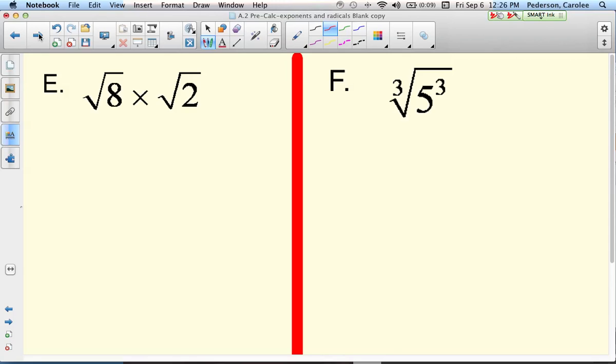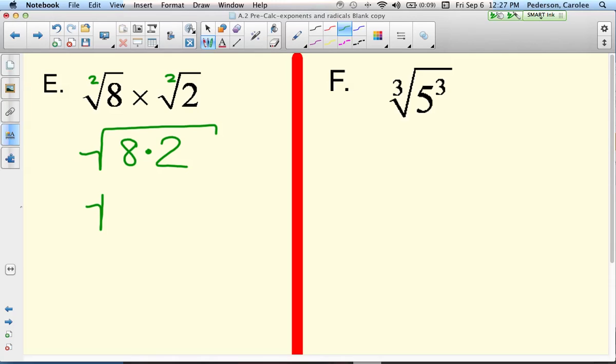Now we're going into multiplying two radicals together. The rule is you can multiply two radicals together if they have the same index. So I have the square root of 8 times the square root of 2. They both have an index of 2, so I can combine them into 1. So 8 times 2. Now I simplify that radical.